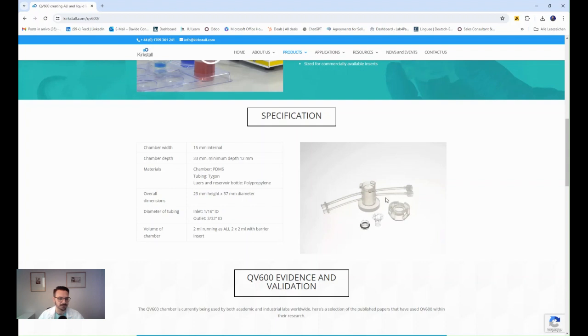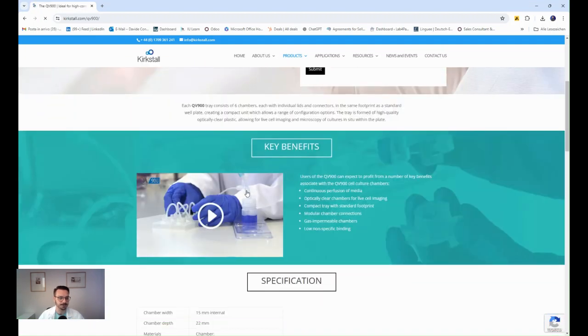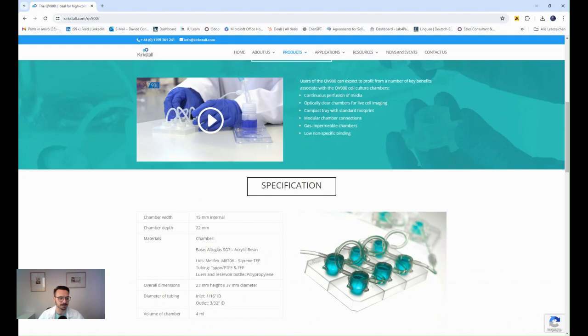So this allows to make some membrane studies. If we look at the QV 900, this is a little bit more complex kind of organ on a chip, where you would have up to 6 different wells, and then you can basically connect them as you want.